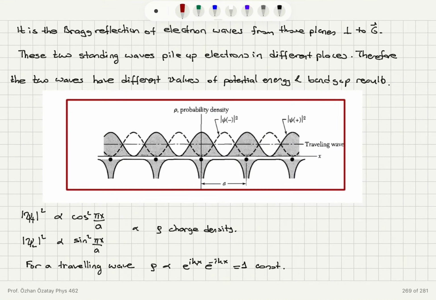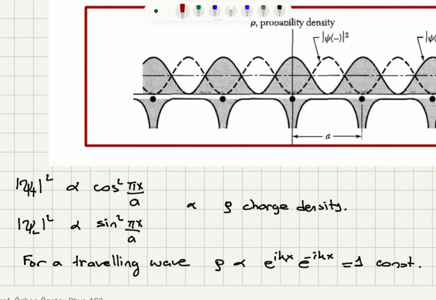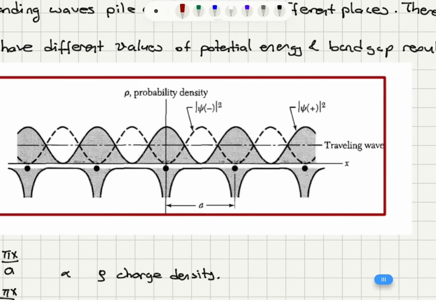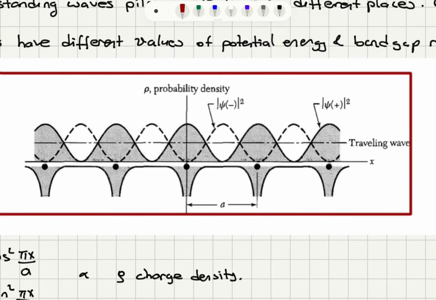So we have the Bragg reflection of electron waves from those planes that are perpendicular to our reciprocal lattice vector G, and these two solutions will pile up the electrons in two different locations because the probability of finding an electron in a certain region in space is proportional to the magnitude squared of the wave function. So we have cosine squared pi x over a and sine squared pi x over a. So in our one-dimensional lattice, you can see that the psi positive solution gives us a higher probability of finding the electron close to the core.